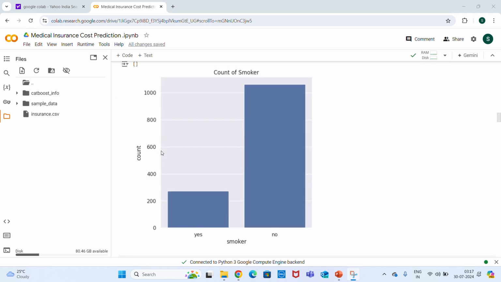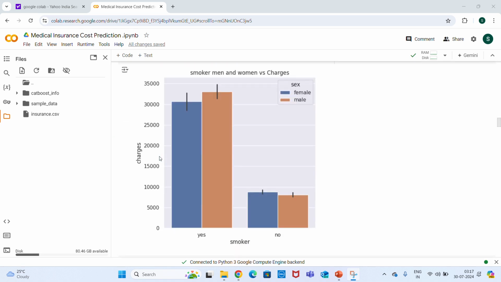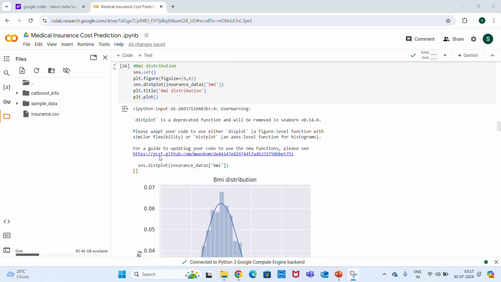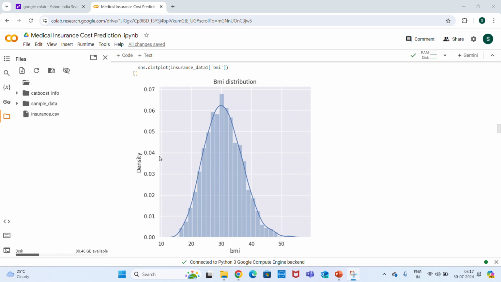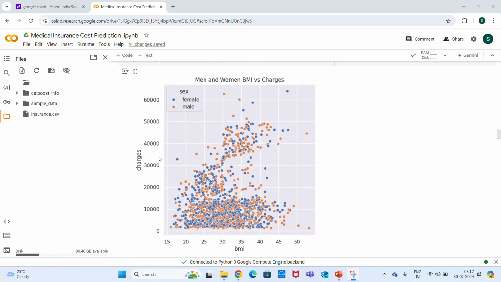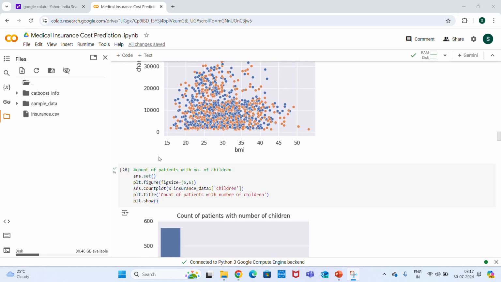Next one is smoker distribution. A count plot shows the number of smokers and non-smokers. Next is the smoker versus charges. A bar plot shows the significant difference in charges between smokers and non-smokers. Next is the BMI distribution. A distribution plot shows the BMI values in the dataset. Next is the BMI versus charges. A scatter plot shows the relationship between BMI and charges for males and females.